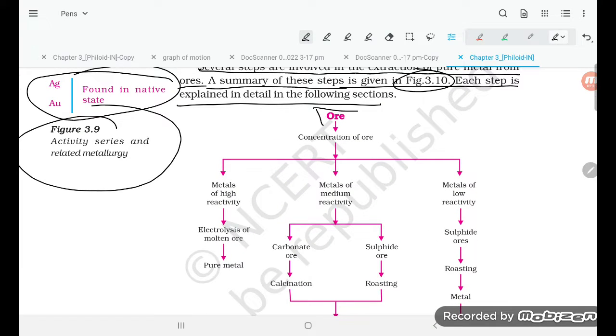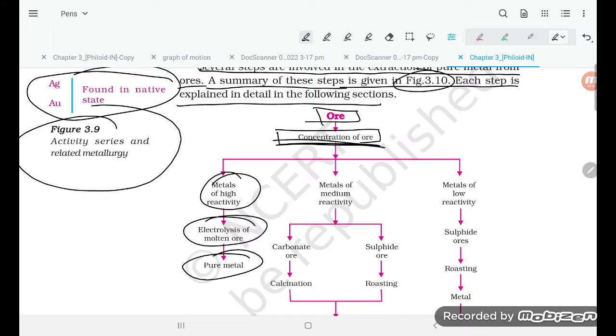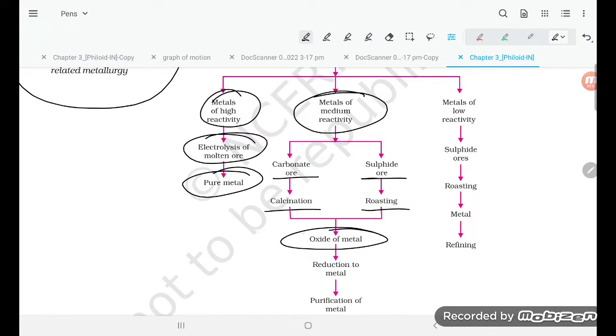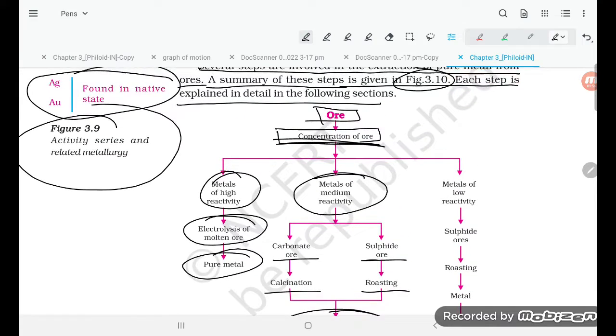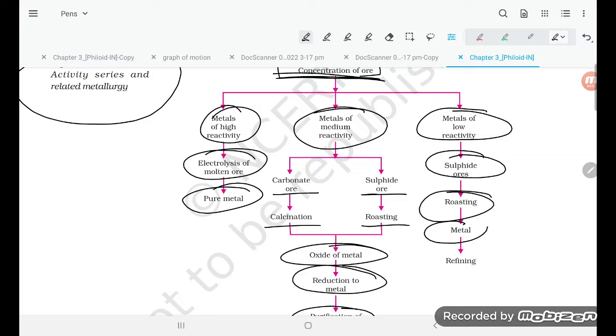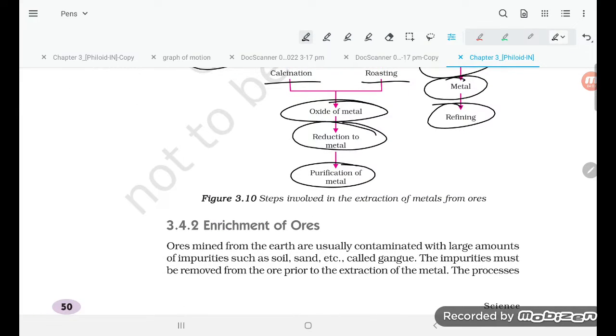So first of all, the ore, from where the extraction of the metal takes place economically. The first step is concentration. Second, a metal of high reactivity undergoes electrolysis to give pure metal. For a metal of medium reactivity, carbonate ore and sulfide ore undergo calcination and roasting, so they convert into oxide. Then comes reduction of the metal, purification of the metal, and then pure metal. For a metal of low reactivity, sulfide ores are roasted to give metals, followed by refining. So these are the steps.